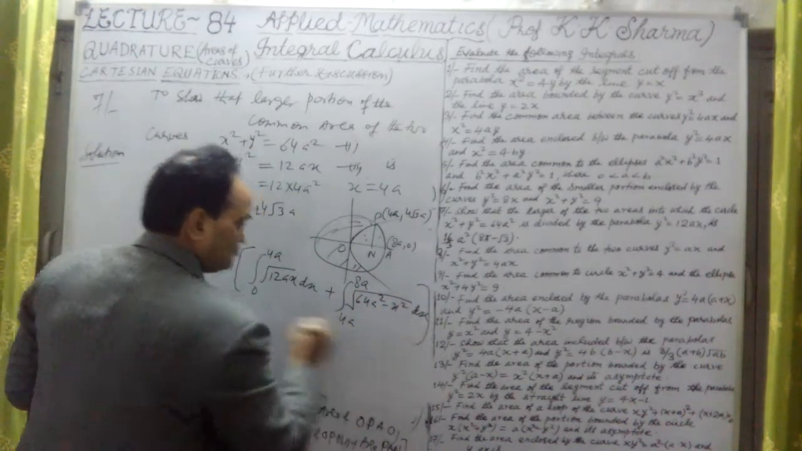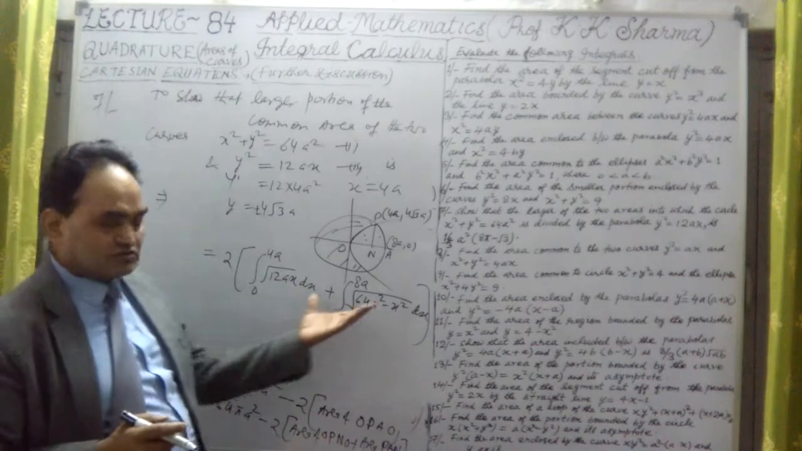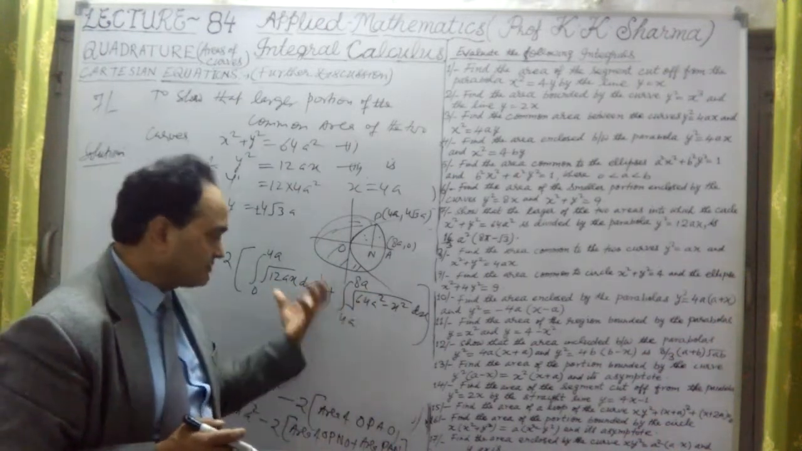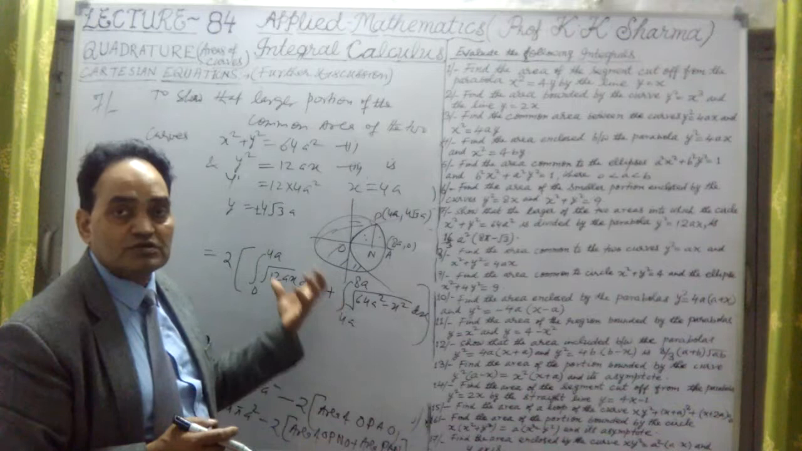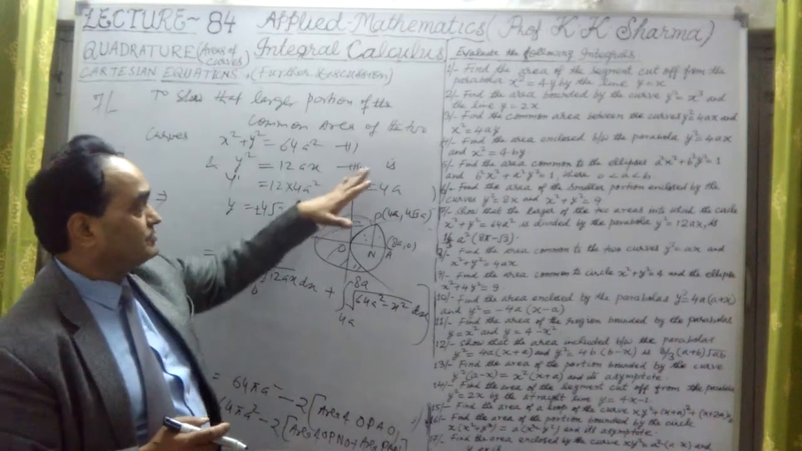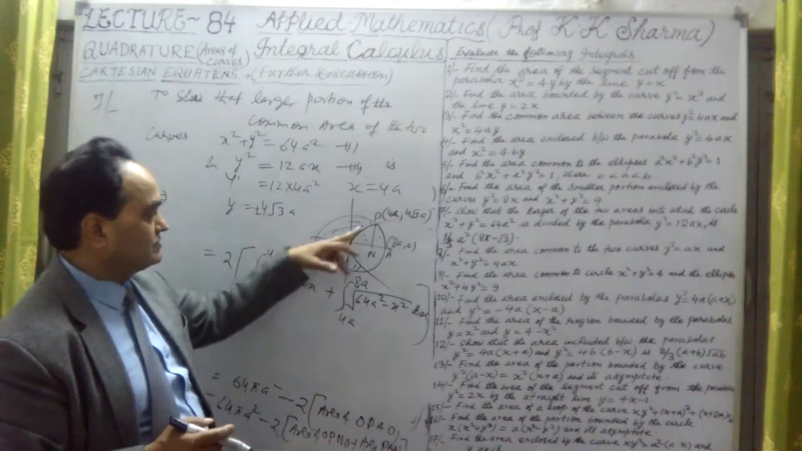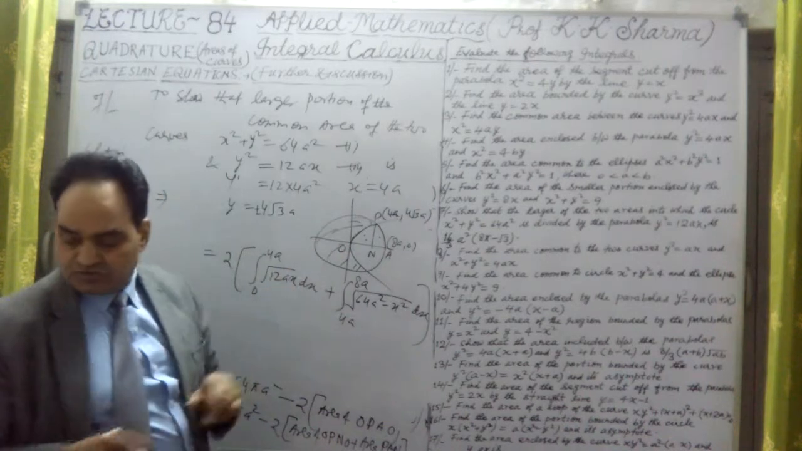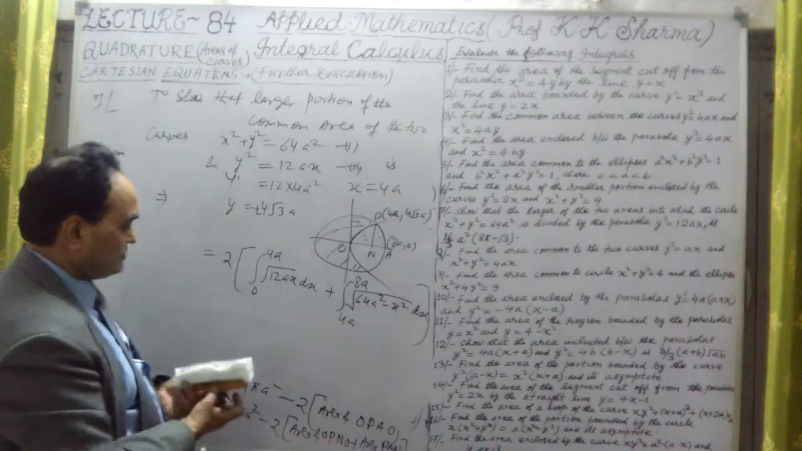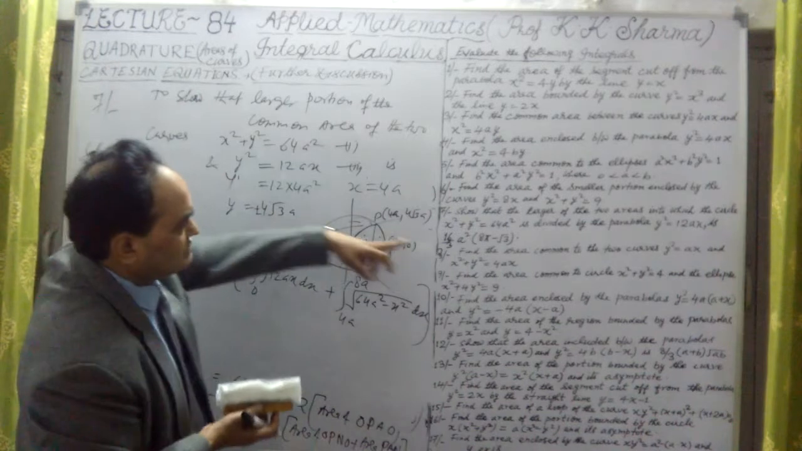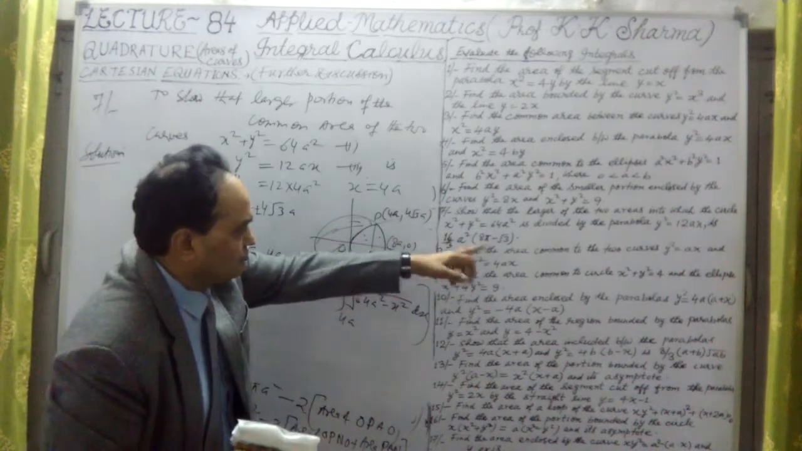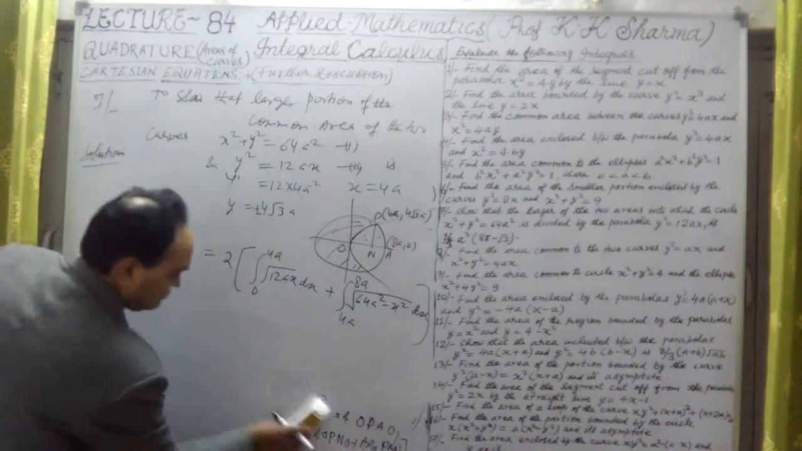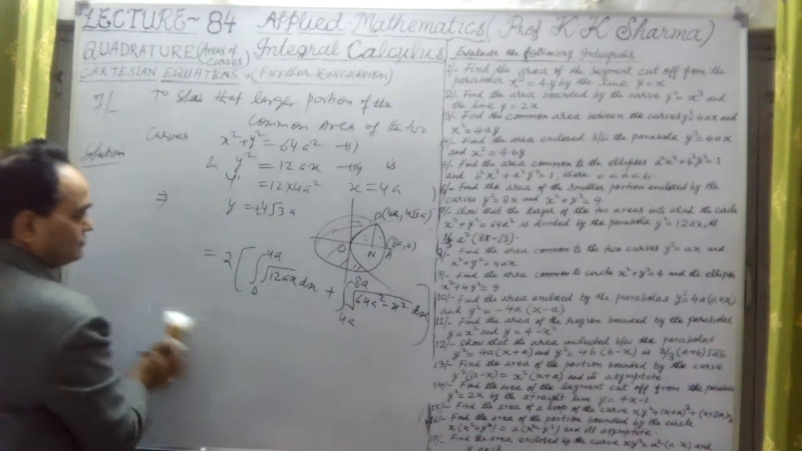So this is twice of this value. After solving this whole area, we will subtract this from 64 pi a square, the area of the circle. That will give us this shaded portion, which is the larger area which we have to calculate here. And then we have to prove what is given here, 16 upon 3 a square. We have to prove that.